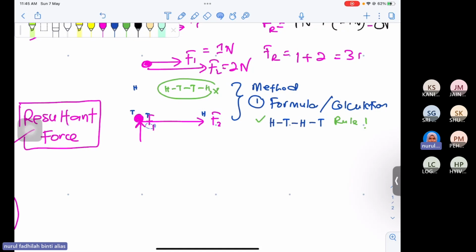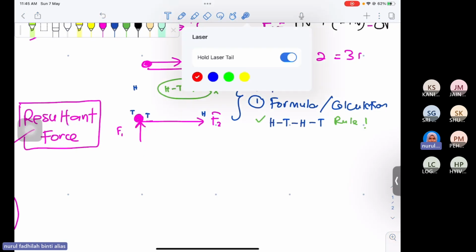So, force 1 can be placed here. Right? Only now do we follow the rules. And if you look, the two forces are perpendicular to each other. They're perpendicular.